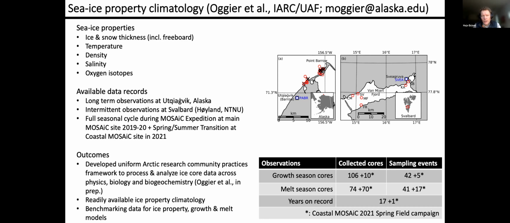variables listed at the very top, including thickness, temperature, density, salinity, oxygen isotopes. But the most recent data set, the Coastal MOSAIC 2021 Spring Field Campaign, is of potential interest because that includes nutrient, trace metal, chlorophyll A, and other data of biogeochemical relevance that were collected in particular by Laura Whitmore with UAF. And so also from the perspective of benchmarking data and model validation, I just like to highlight these data.